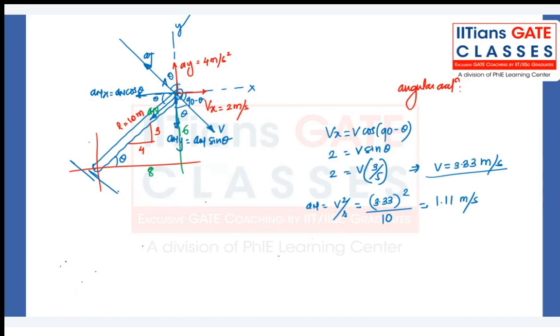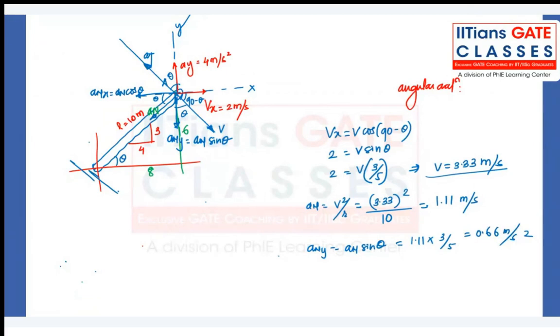AN will have two components, ANX and ANY. Okay, and ANY will be AN sine of theta, which we have already written here in the figure, and that will be again 1.11 into 3 by 5. That is 3.33 divided by 5, which is 0.66 meter per second square. Okay, so that's how we calculate ANY.